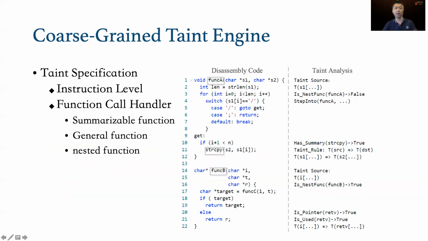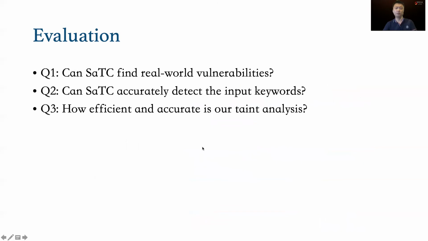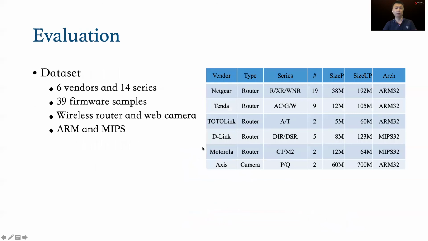And shown on the right-hand side, this is our taint specification algorithm. We perform instruction level taint analysis and divide all functions into 3 classes. This method achieved a trade-off between efficiency and efficacy. For evaluation of the strategy, we meet these 3 questions. For the first question, can the strategy find real-world vulnerabilities?